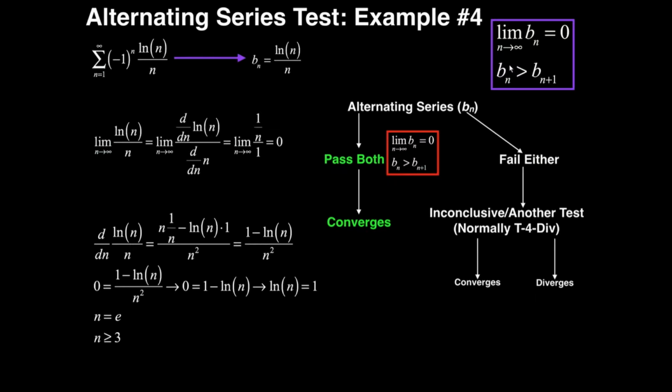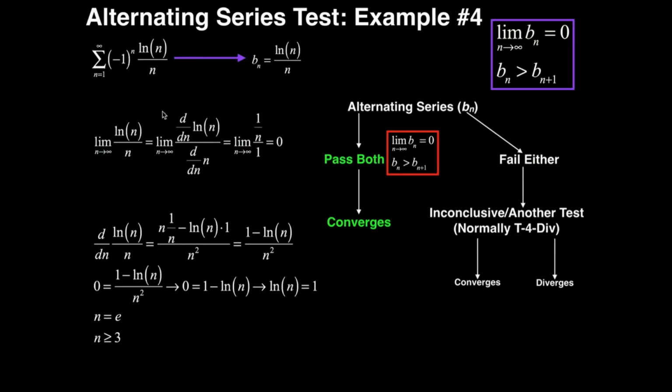So now that we know that, we need to test these 2 criteria. That's the alternating series test. So let's take the limit as n goes to infinity of our b sub n and see what it does. So the limit as n goes to infinity of natural log of n over n, well, this is indeterminate form because the natural log of infinity is infinity, and in the bottom we just have infinity. So the best option would be to do L'Hopital's rule.